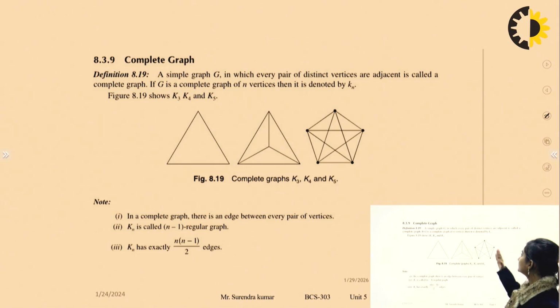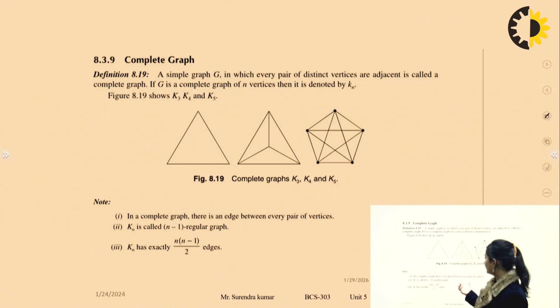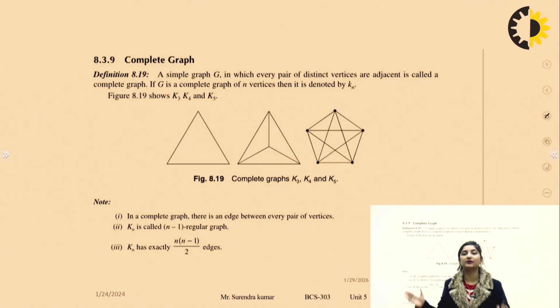A simple graph G in which every pair of distinct vertices is adjacent is a complete graph, and Kn has exactly n(n-1)/2 edges. So in a complete graph, there's an edge between every pair of vertices. As the name suggests, a complete graph means there's going to be an edge between every pair of vertices.